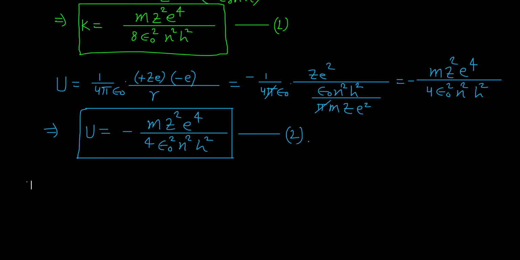Now we will write the total energy E of the electron in the nth orbit. Let's write it En, and we can put here also Kn and Un, the kinetic and potential energy of the electron in the nth orbit.